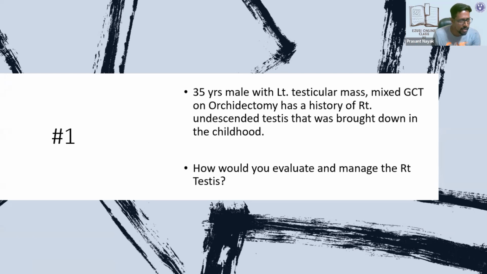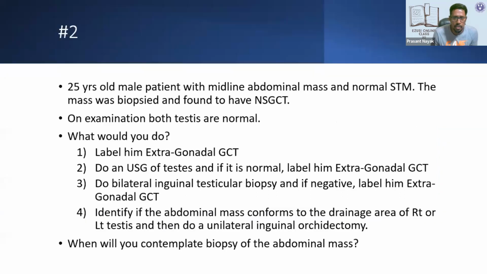If you find GCNIS, then what do you do? If I find GCNIS, then I can give the patient an option of radiotherapy of 20 gray to the ipsilateral testis. Or orchidectomy also is an option. Or sorry, if the patient has completed family and is ready for orchidectomy, we can proceed with the most definitive procedure as well. So I'll go to the next question.